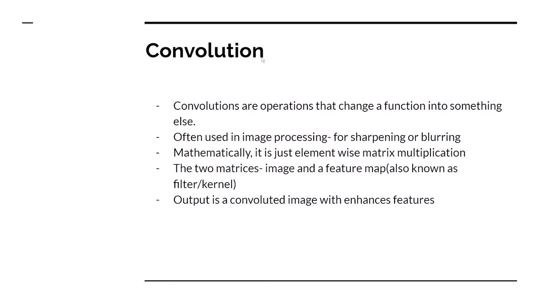First, convolution. Convolutions are basically operations which convert one function to another. You would have seen convolution in, say, your image editor. Say you want to sharpen an image or blur an image. That is a convolution operation. Mathematically, a convolution operation is just an element-wise matrix multiplication between an image and a filter. The filter is also called a feature map. We'll see what filters are in just a bit. The output which you get from this element-wise matrix multiplication is known as a convoluted image, which has enhanced features.